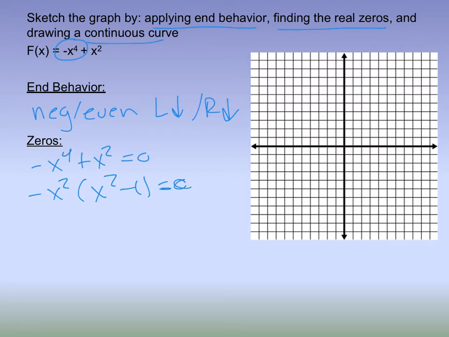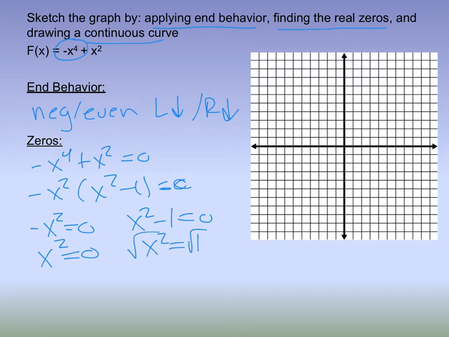I'm now going to set each one of my factors equal to 0. So I have negative x squared is equal to 0. And then I have x squared minus 1 is equal to 0. To finish solving, I'm going to multiply by a negative 1 on my first factor here. So I get x squared is equal to 0. And I'm going to leave it like that for right now. And then for my second equation, I'm going to add 1 to both sides. And then I'll take my square root. And I can't forget to add in a plus or minus. So I know for sure I have a 0 at 1 and I have a 0 at negative 1. So I'll put my two x-intercepts there.